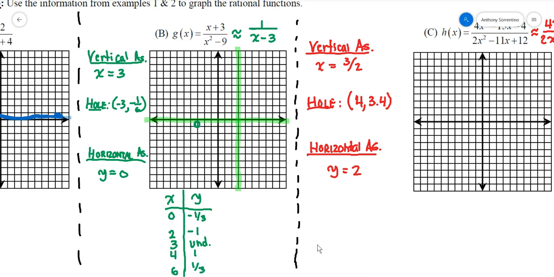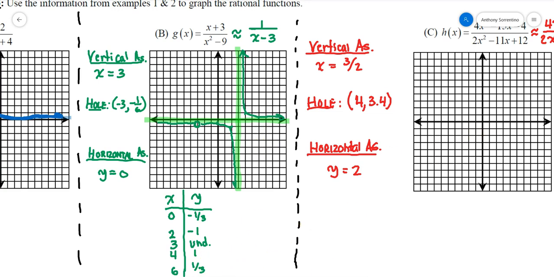So I'm going to plot these points. 0, -1/3, we'll say is about here. 2, -1 is about here, right there. 4, 1 is right here. And 6, 1/3 is about here. So my graph is going to look something like this. And again, I'm able to produce a pretty accurate picture without graphing everything, without having to plot a whole bunch of points. That's the whole gist of doing this.